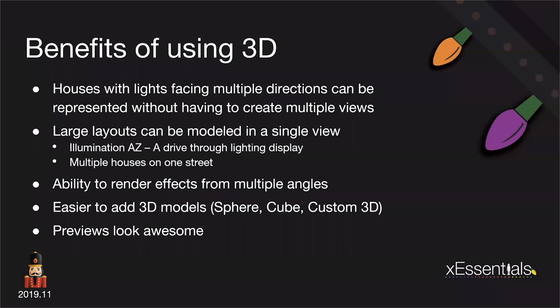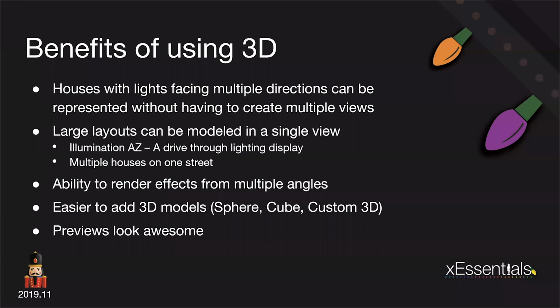With 3D, you can model larger layouts in a single view. I don't know if anybody's visited Illumination, Arizona, but it's a huge drive-through display that's about a mile long, and they used xLights. And I saw how they modeled it in the 2D version, I think it was 2 years ago, and they had literally 75 views to try to get all their models that they work with. Well, with this, hopefully they're going to be able to model their entire show all in one workspace, and they might have to jump around, but now they'll just be jumping around to different camera angles.